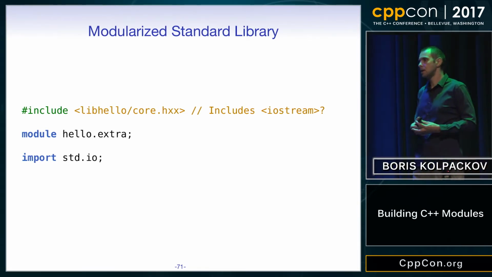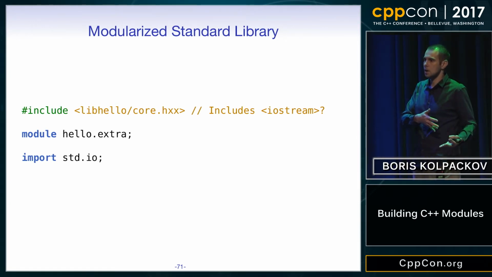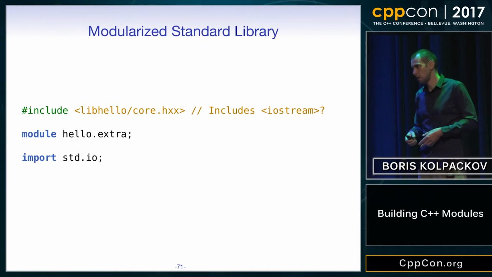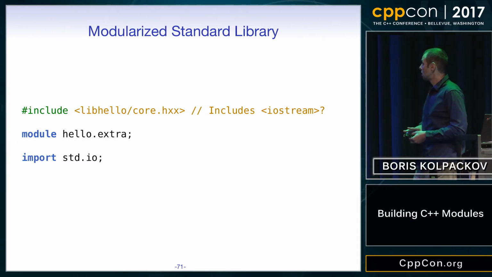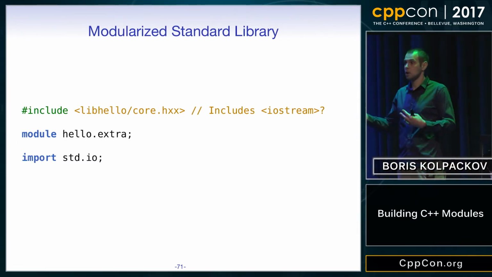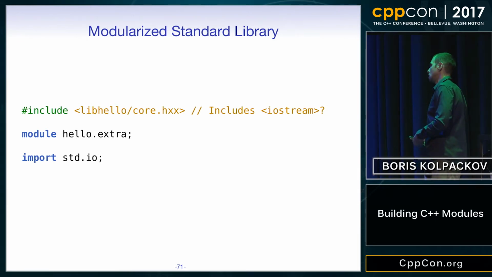Right? If we continue using includes for some of our modules and we're modularizing some others, and we are switching to the standard library in the process, you will end up, well, we ended up with situations like that. Hello core is still a header, so we include it, but it happens to include IOStream, but we are already switching to modularized standard library. This just blows. I mean, this doesn't work.